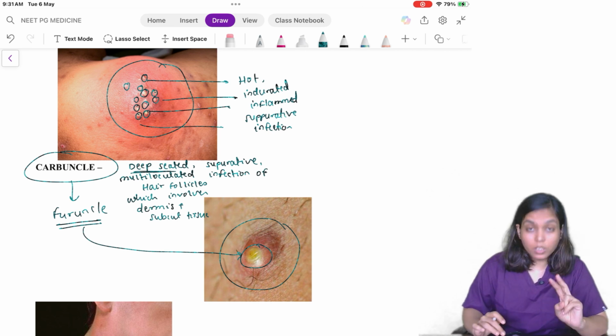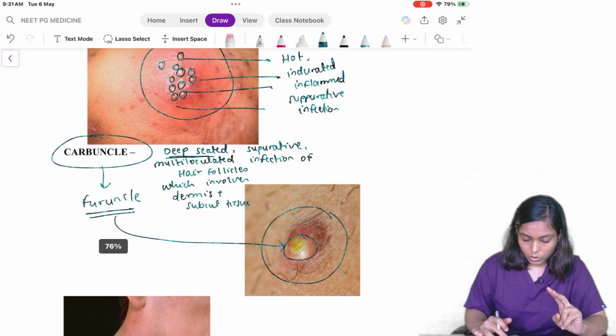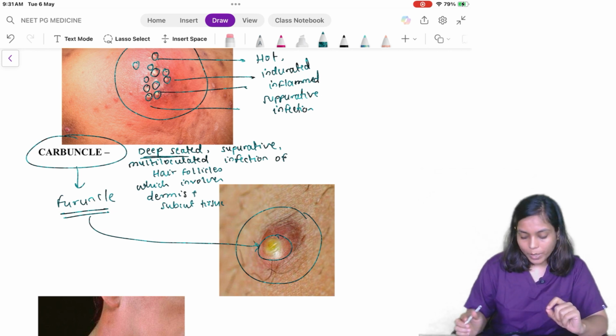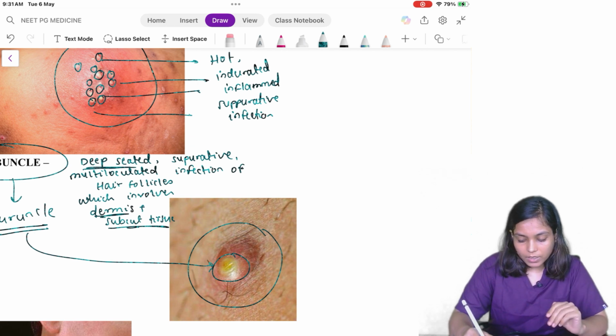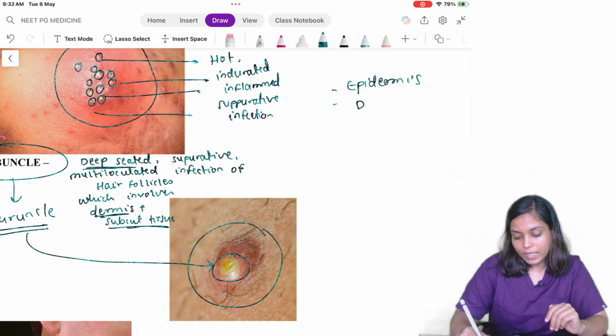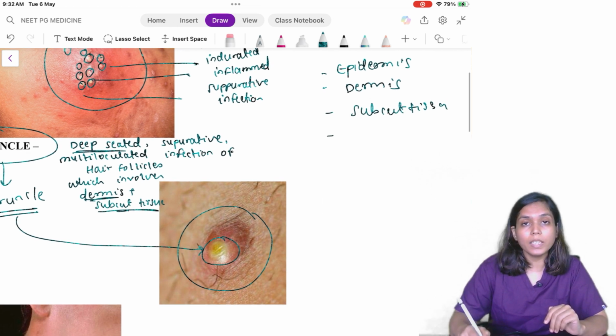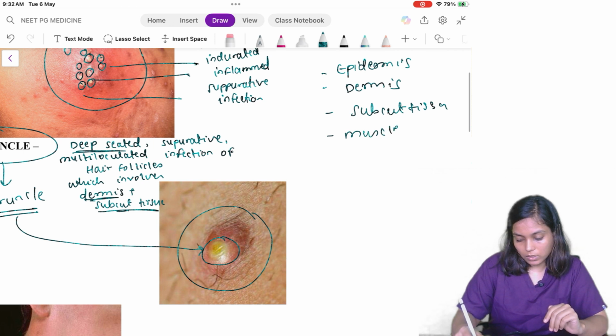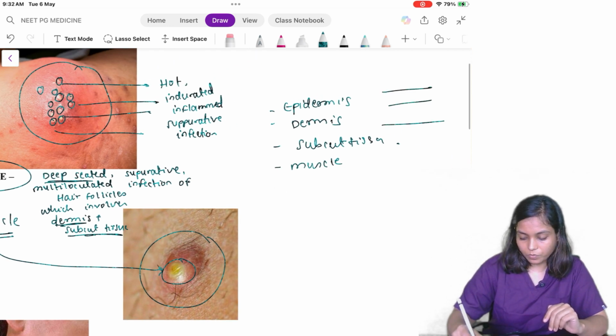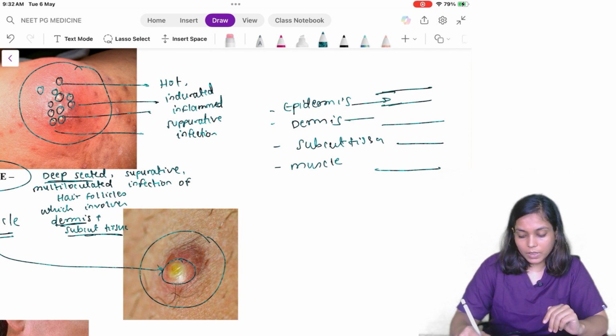Again, second difference between the carbuncle and furuncle. In case of carbuncle, there is involvement of dermis plus subcutaneous tissue. So in your skin there are layers. What is the first layer? It is epidermis. Okay, what is the second layer? It is dermis. Third layer, subcutaneous tissue. And what is the fourth layer? It is muscles. Okay, so the superficial most part is epidermis, then comes your dermis, then subcutaneous, and then muscles.